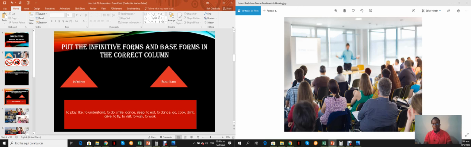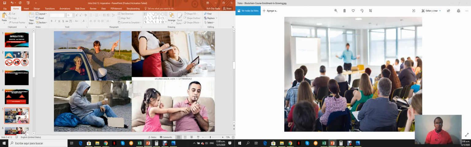Once they finish with this, I'll go down to this picture. I'll tell them, okay, now let's take a look at these pictures. What do you think is happening in the pictures? They would talk between themselves. I would give them 2 or 3 minutes to do so, and once they finish, I would pick some to share ideas with the whole class, of course.